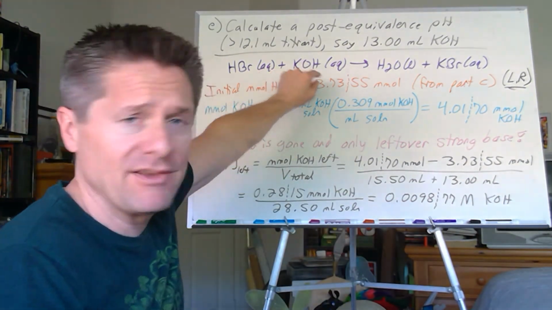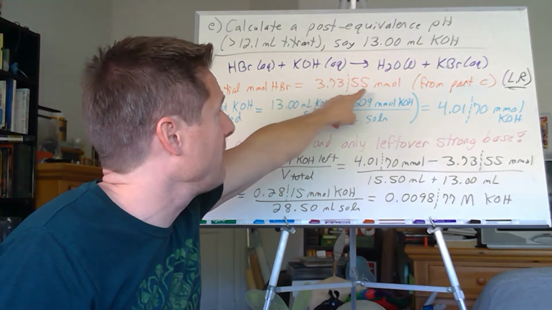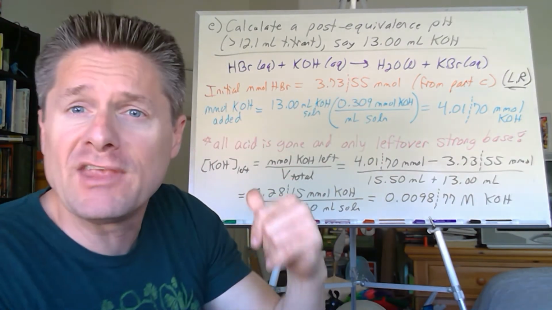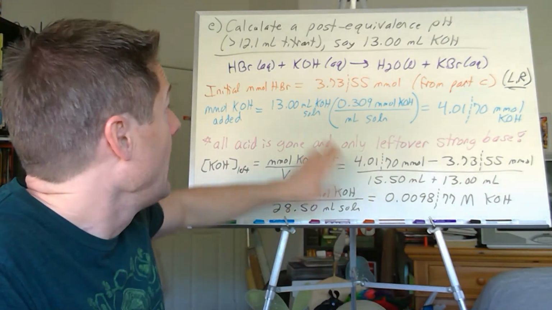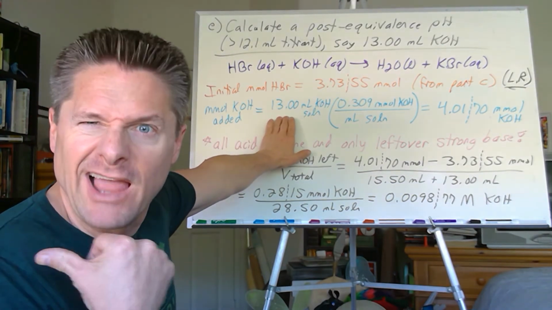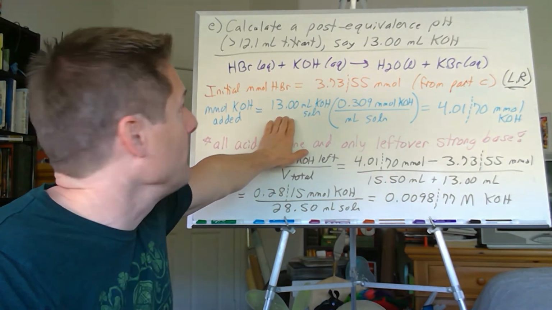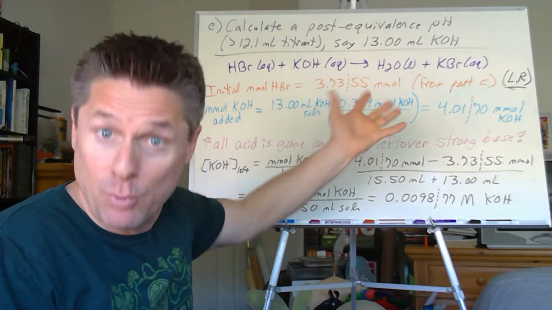So we see the 1-to-1 ratio. The initial millimoles of acid was 3.7355. That was from part C when we did the pre-equivalence point, right? So we always need to know what we started with. How much base are we adding? Well, I added 13.00 milliliters. We did 11.00 in the pre-equivalence one. Times the concentration, 0.309. It's exactly the same problem.